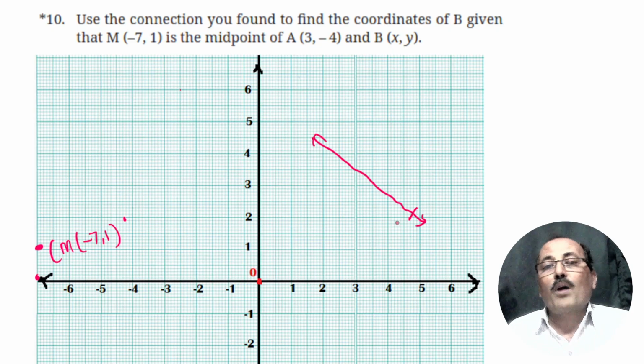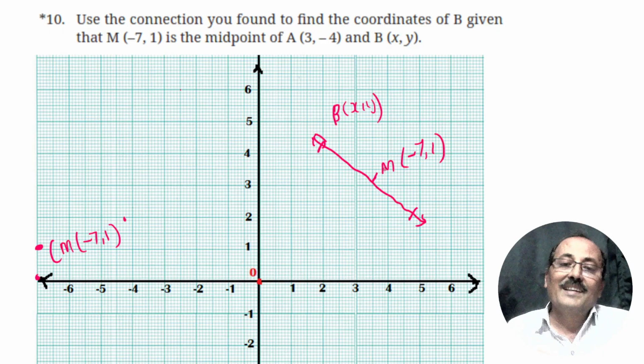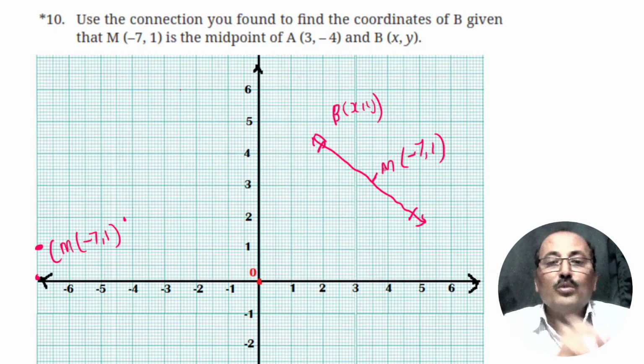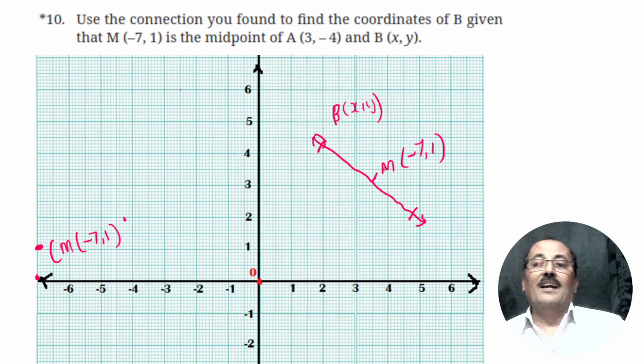Remember in this, for explanation I am drawing this one in this line. Here is one point, that is A 3 comma minus 4, and B is somewhere here. B is x comma y. Then here is M, but M itself is in the corner of my graph. But no need to worry, you can make the graph smaller and do this sum, but I will explain in this graph itself.